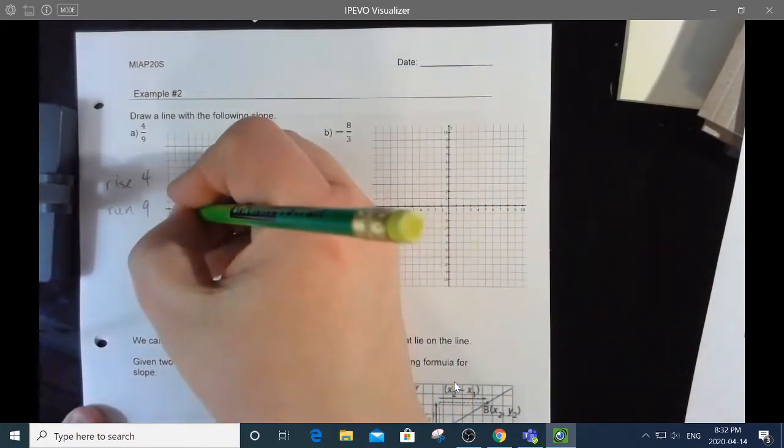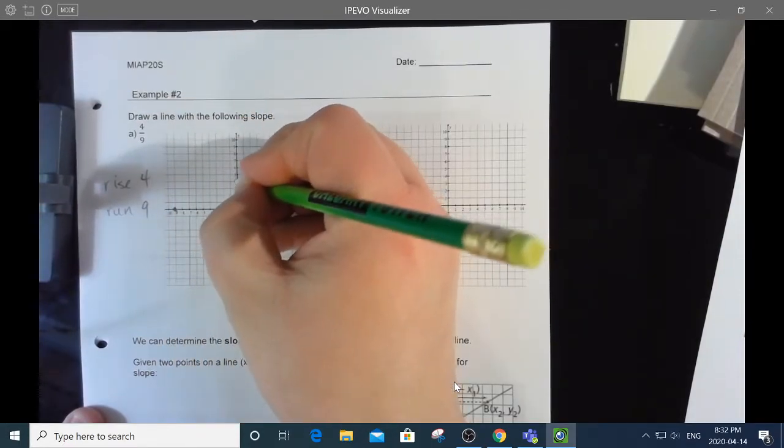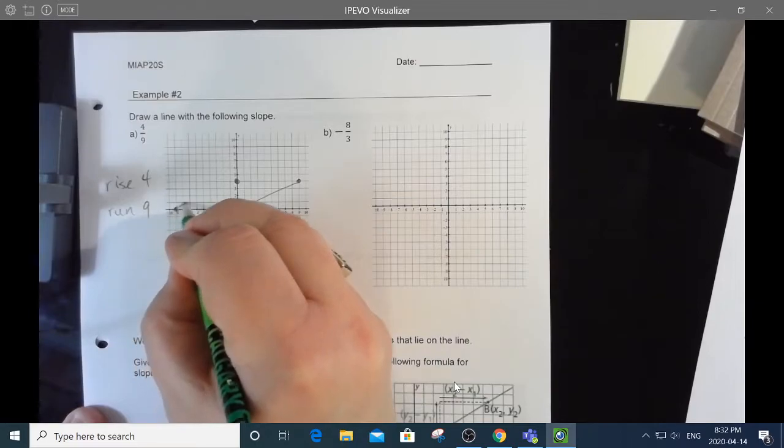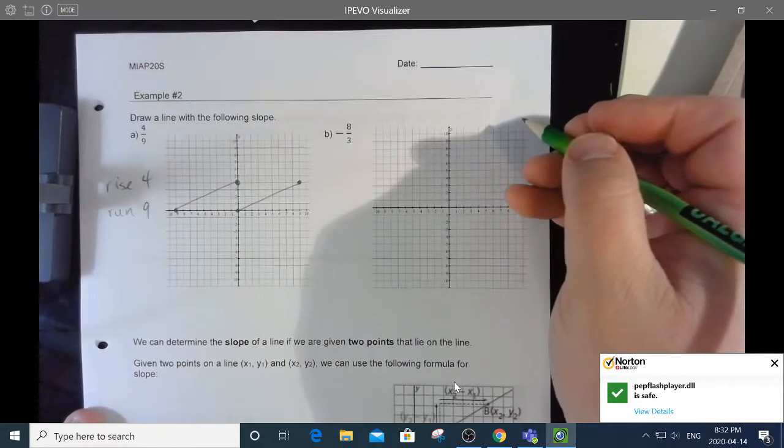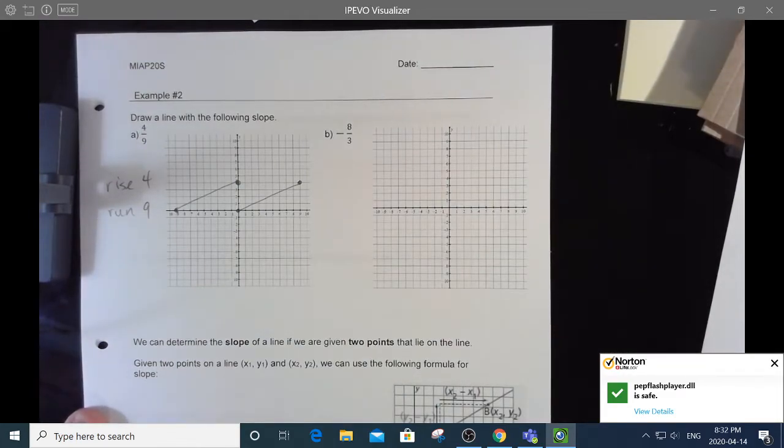How about I start at -9, which means my run of 9 takes me to the y-axis and up to there. There we go. What do you notice about those two lines? Okay, keep that in mind.